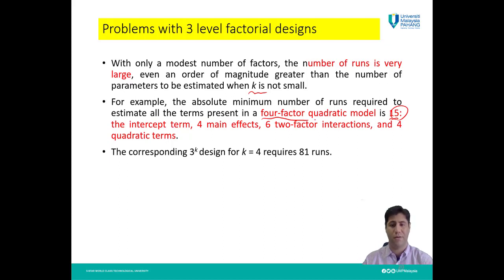Here we have only four factors, and we are considering only the quadratic model. With the same procedure, when k, the number of factors, is 4, the required number of runs will be 81 runs.